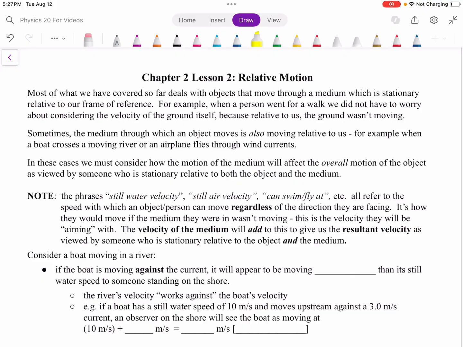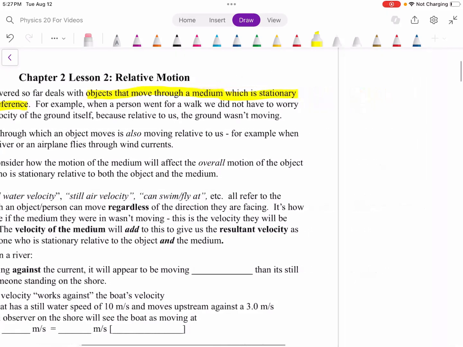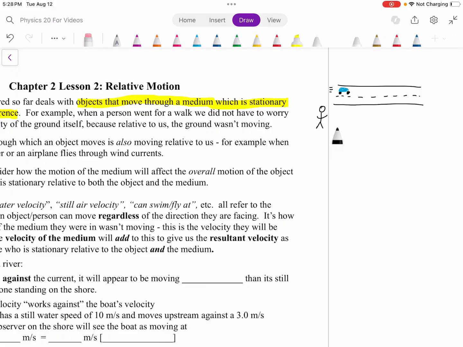So most of what we've covered so far in Physics 20 has dealt with objects that move through a medium, whatever it's moving through, like maybe as they're walking along the road or swimming through the water, whatever it might be. The medium is the road or the water, what they're moving through or on, okay? So far, we've looked at things where that medium, whatever they're moving in, is stationary relative to our frame of reference.